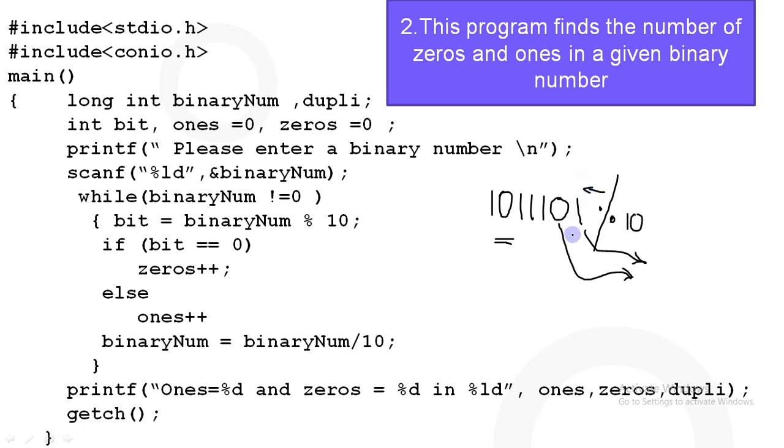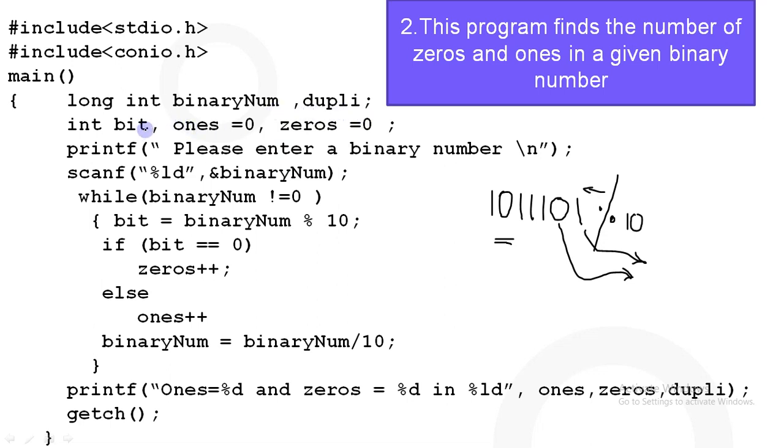This is the logic. Okay, modulo division by 10 and integer division by 10. Integer division reduces the number by 1 digit, while modulo division will take out the remainder. So here the variables are set for the long integer binary number duplication. This is for duplication, because in the process, the binary number is going to vanish. It's going to wane away, because it goes till it becomes 0. Therefore, this should be safeguarded in some other variable called dupli.